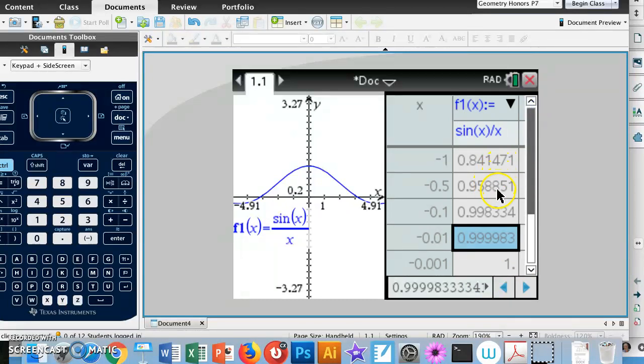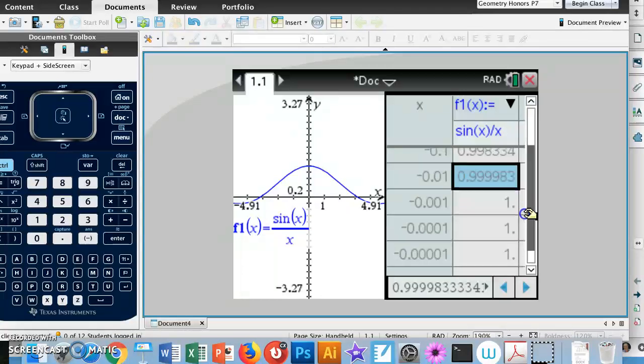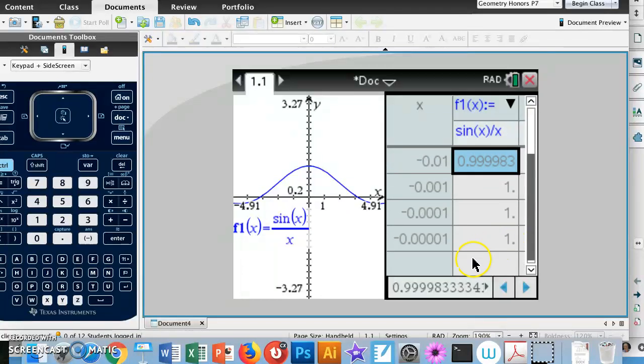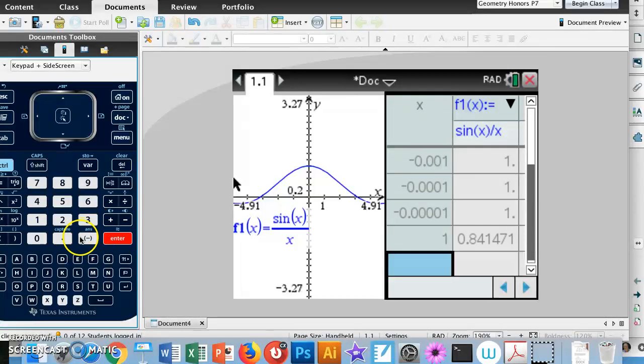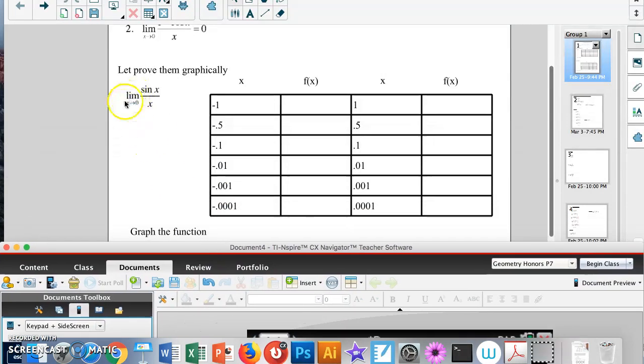As I move closer towards 0, the values get closer to 1. And then I can do the other side of the graph as well, coming from the opposite direction. So we're going to do 1 and then 0.5. We're getting closer to 0 from the other direction. 0.1, 0.001. And again, you can notice as you get closer to 0 from that side, it also approaches 1. So that's the proof that the limit as x goes to 0 of sine x over x approaches 1.